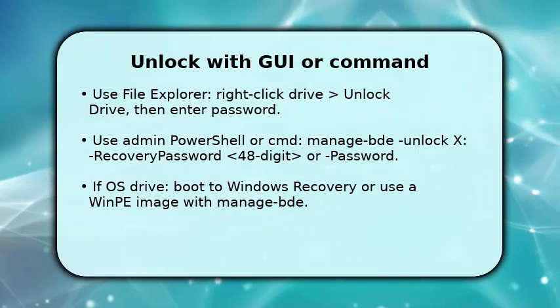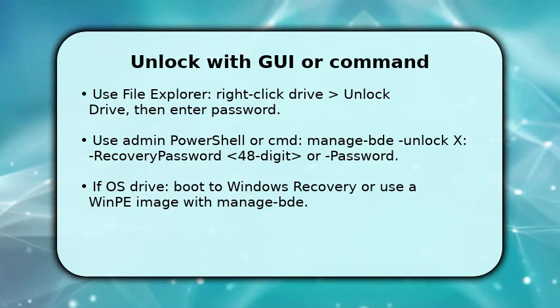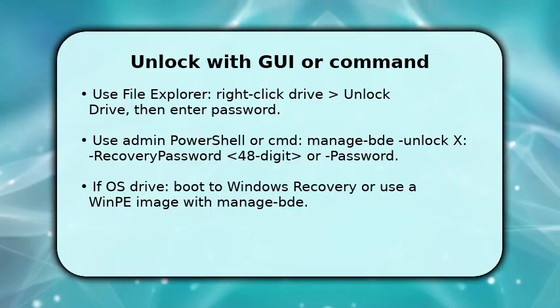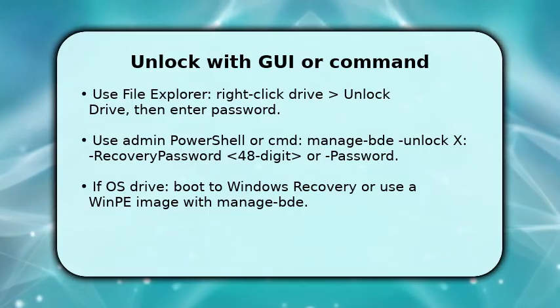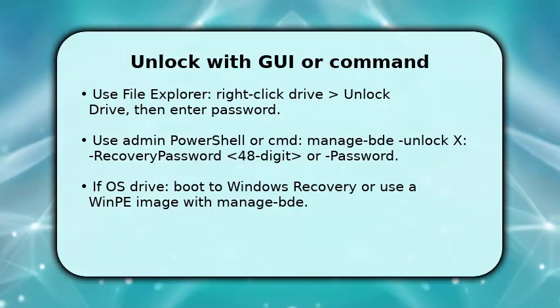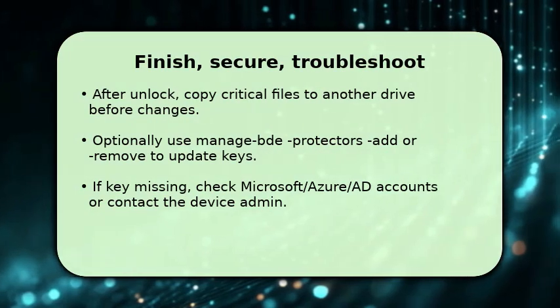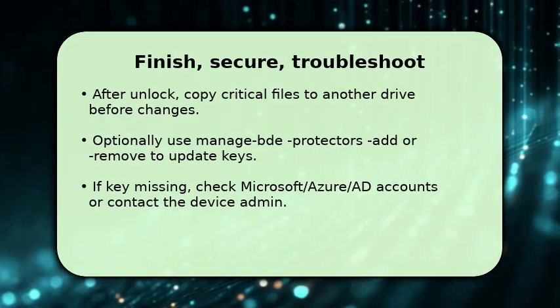If you're unlocking the OS volume, boot into Windows Recovery or a WinPE environment and run the same manage-bde commands there. With the volume unlocked, immediately copy any important files to a safe location. Unlocked access still risks accidental modification.